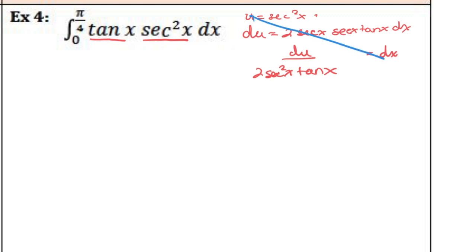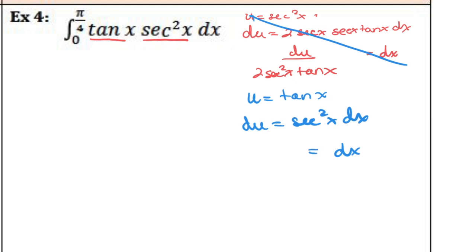All right, so let's start again. So let's let u equal the tangent of x. Then du would equal the secant squared x dx. Ooh. So now dx, if we were to solve it, is du over secant squared x. Let's go back and look at this problem now.